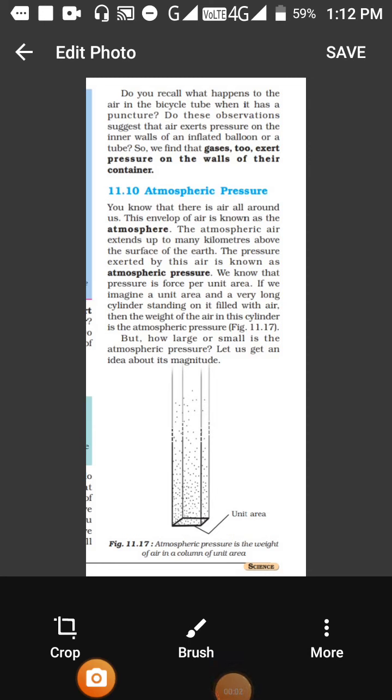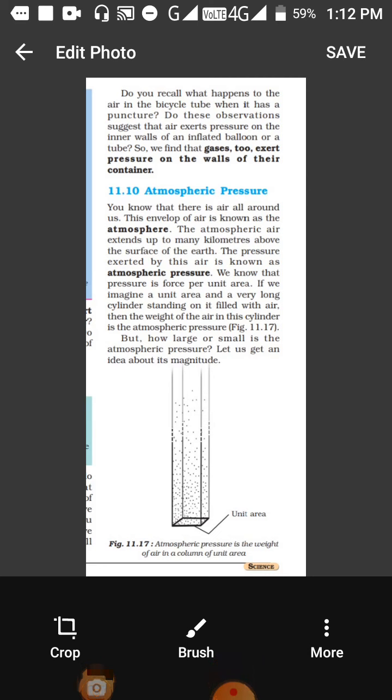So let's continue with the pressure of gases. When we fill a bicycle tube, what happens to the tube? It inflates, it becomes bigger in size. Do these observations, when you fill air in a balloon, the size of the balloon increases. So what does this show? Do these observations suggest that air exerts pressure on the inner walls of a balloon or a tube?